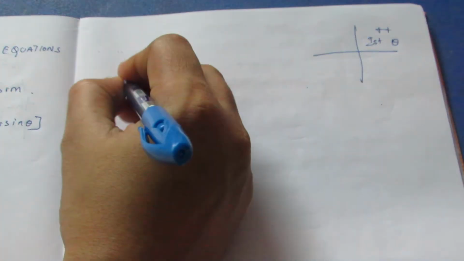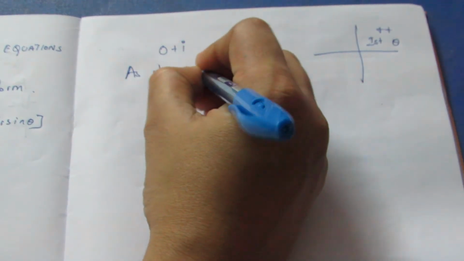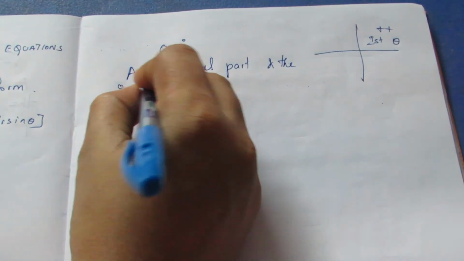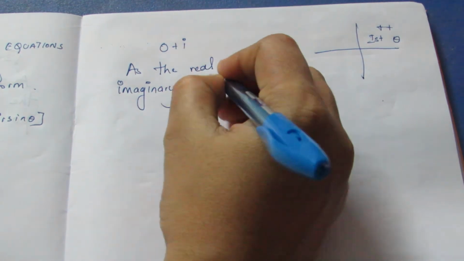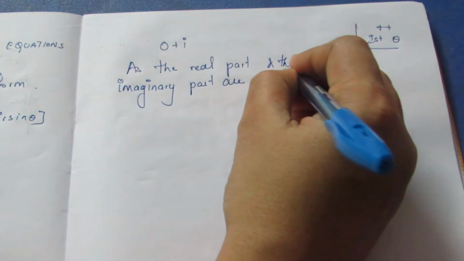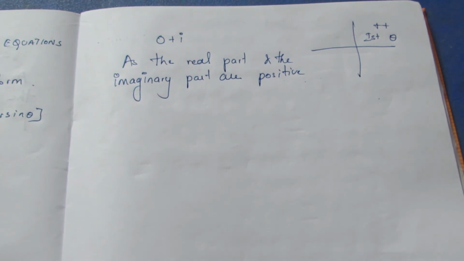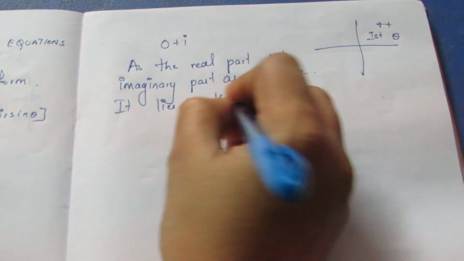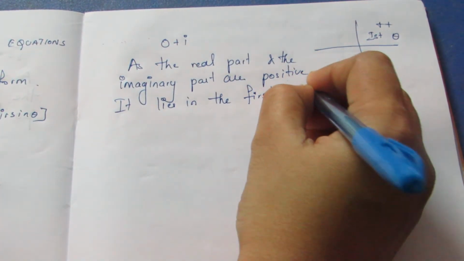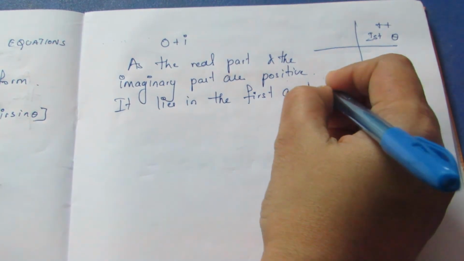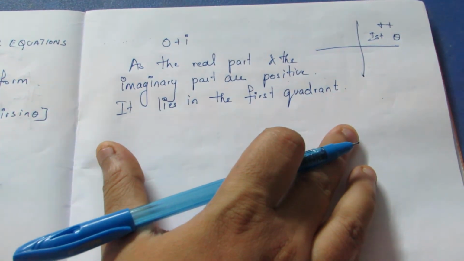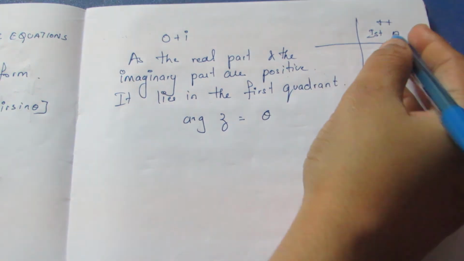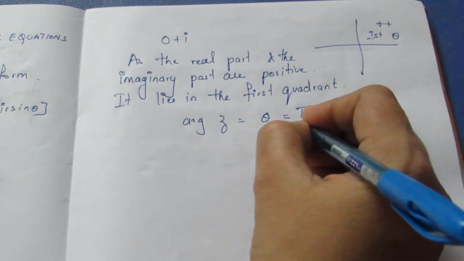We need to confirm it as the real part and the imaginary part are positive. It lies in the first quadrant. It lies, meaning the point lies in the first quadrant. We have found it lies in the first quadrant. So we know that argument of z is equal to theta. The value here is theta, and theta we found to be pi by 2.